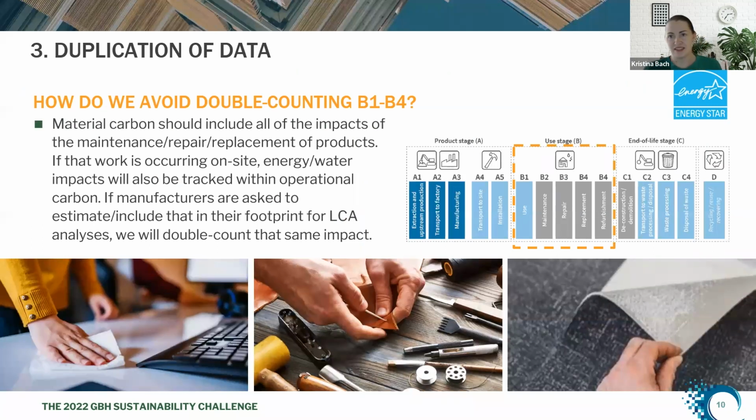The third issue that we see with this method is there's a duplication of data. If the manufacturer has started to try to forecast and predict for their product what the use stage carbon is, how are we calculating and separating that out from the carbon impacts of the operations of our building? If we think about, for example, a carpet manufacturer, if they were going to start looking at their use and maintenance, all that carbon cost of their carpet, they're going to be looking at the carbon impacts of using and maintaining the carpet itself.